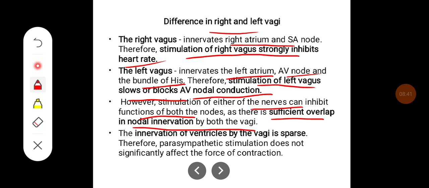The innervation of the ventricles by vagi is sparse. Therefore, parasympathetic stimulation does not significantly affect the force of contraction.